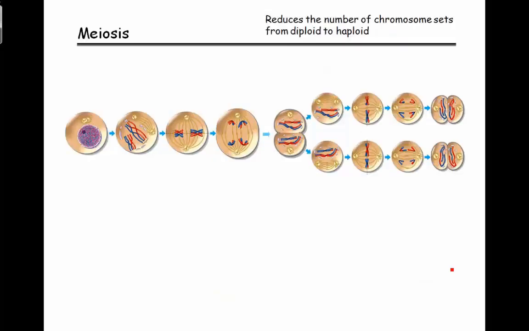Now, because we have two cell divisions, we do have twice as many phases as what we looked at in chapter 12, but we're going to go through these one by one, talk about what's happening during the phases, and how to recognize the cells.